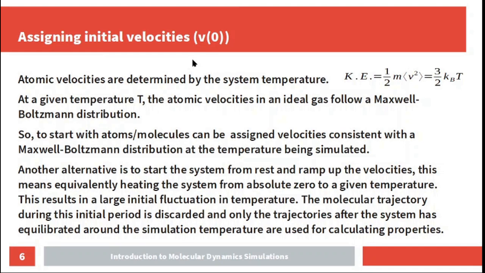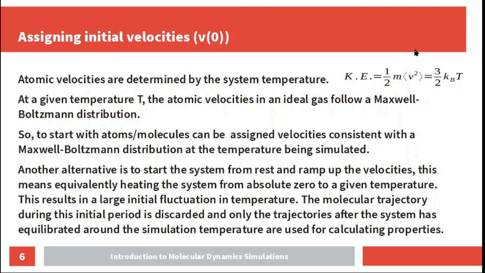Atomic velocities are determined by the system temperature, that is, the kinetic energy of the system can be written as half m v square, where these angular brackets mean average over different atoms. So if you take the average over different atoms, put v square here, what you get is 3 by 2 k_B T, where k_B is your Boltzmann constant and T is temperature in Kelvin. So the point is, the velocities are ultimately related to temperature. If you increase the temperature, velocities will be increased, or rather vice versa.